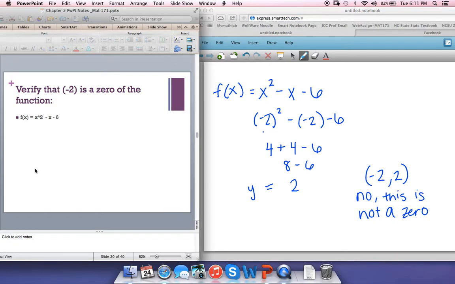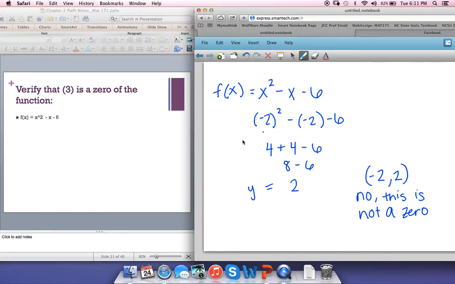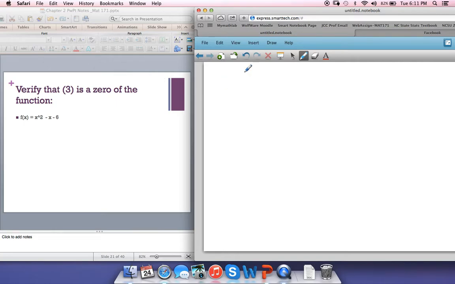Okay, let's look at another one. What about positive 3? f of x equals x squared minus x minus 6. And I want to verify 3. Try to work this one out on your own.